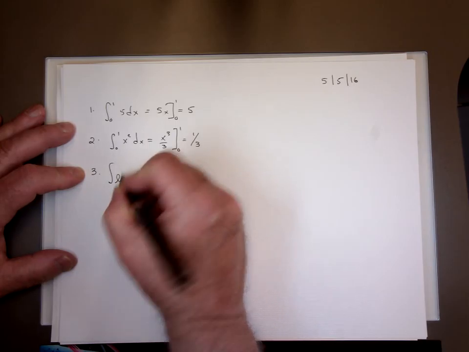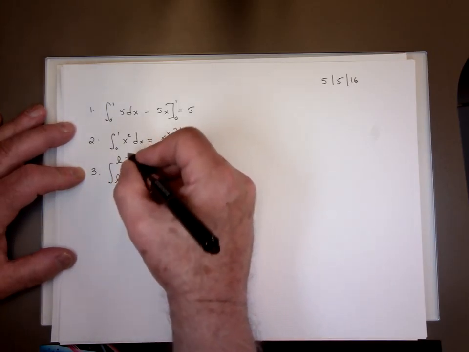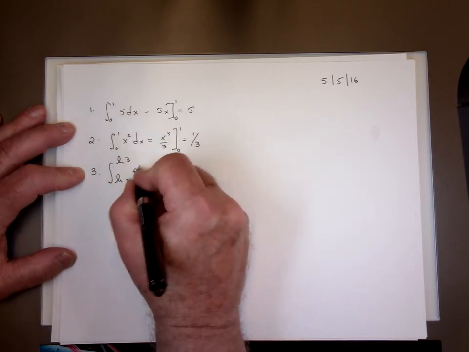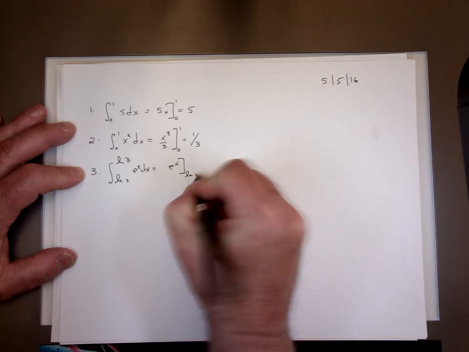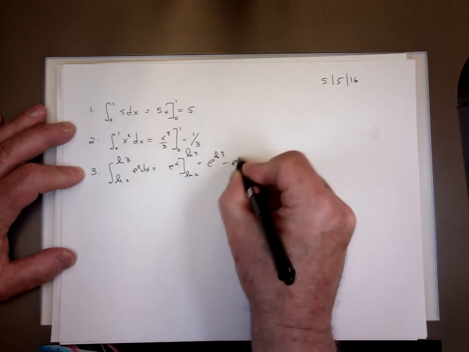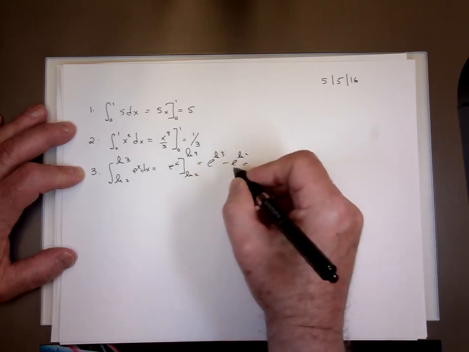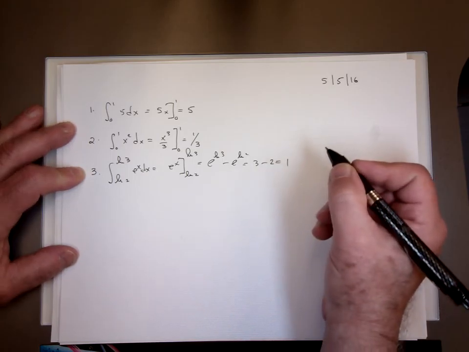Natural log 2 to natural log 3, e to the x, integral of which is e to the x. That's e to the natural log of 3 minus e to the natural log of 2. e to the natural log of 3 is 3, e to the natural log of 2 is 2, 3 minus 2 is 1.